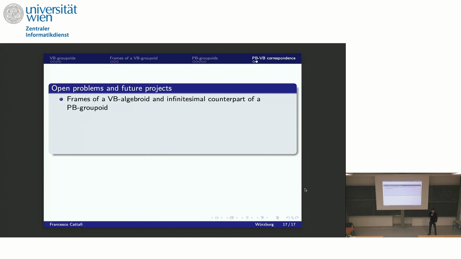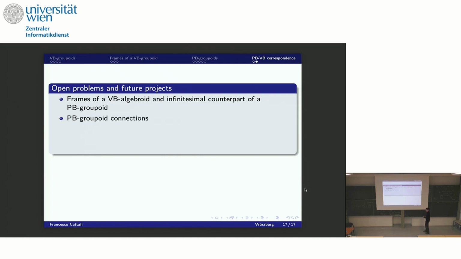It's the same principle as working with Lie groups with the infinitesimal point of view, which are Lie algebras. So here there is a notion of VB-algebroid, which you can guess what it is. And also in that case, we would like to understand some kind of adapted condition on the frame of a VB-algebroid, and look at whether this object could be the infinitesimal counterpart of a PB-groupoid. So that then one could transform a global problem into an infinitesimal problem. That would be one kind of problem.